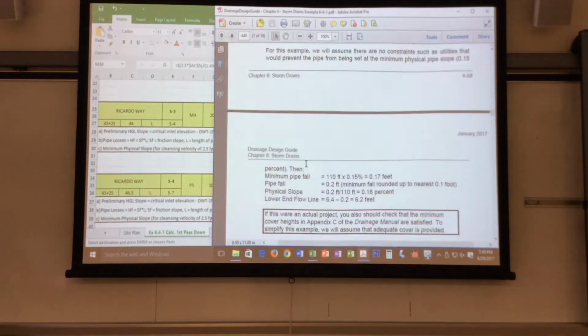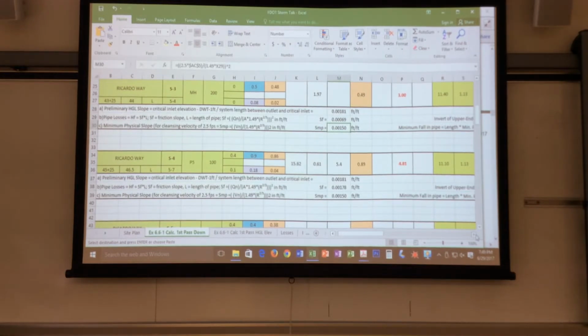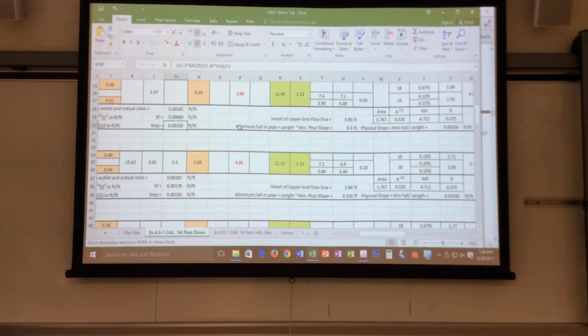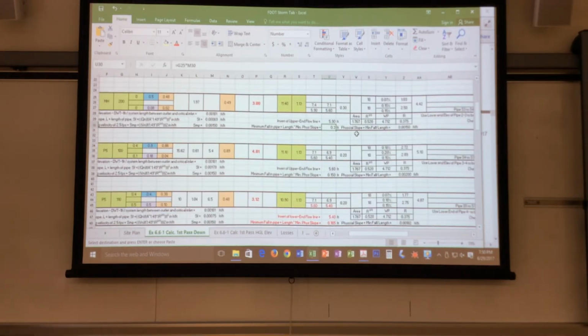All right, so what we have to do is figure out the minimum pipe fall. If we know the minimum physical slope is 0.15%, we're going to change that to foot per foot, so it's 0.0015, though I leave mine mostly in percent, and multiply it by the length. So if I look at this over here, where it says fall, here is my formula: the minimum fall is the length of pipe times the minimum physical slope. So all it's saying is I'm taking the length of pipe.